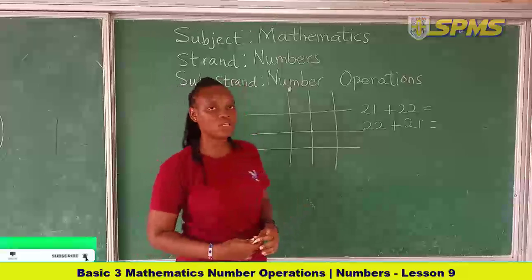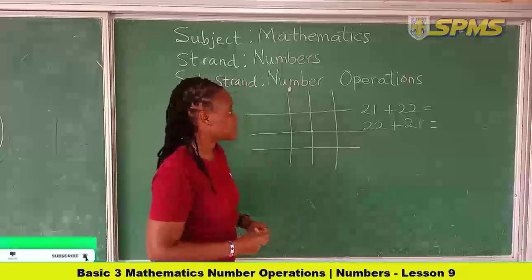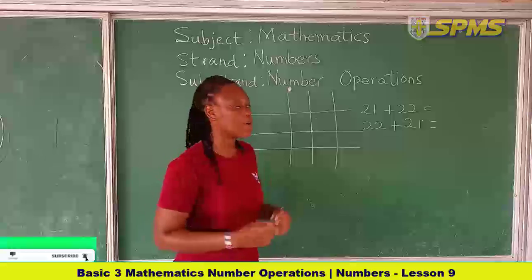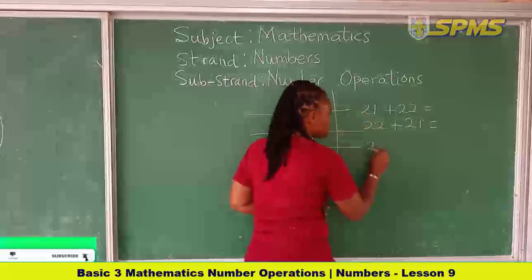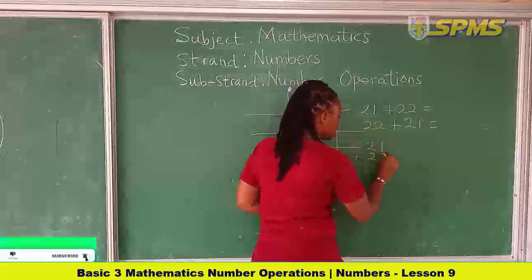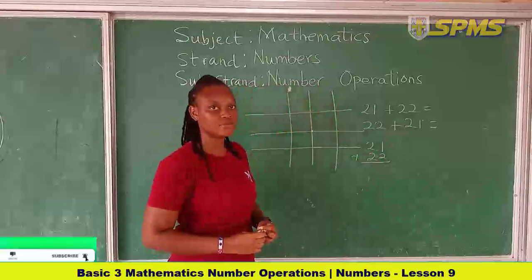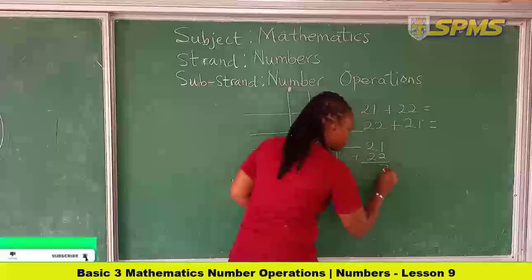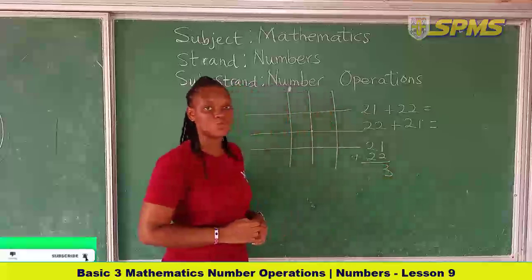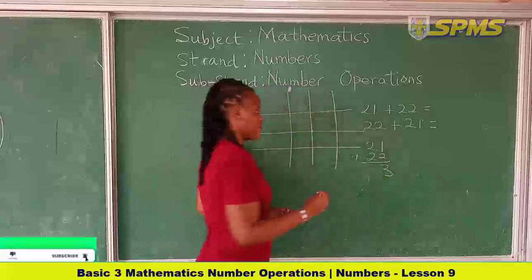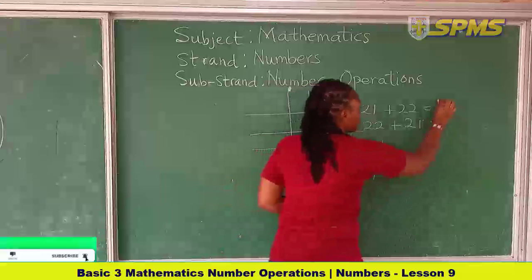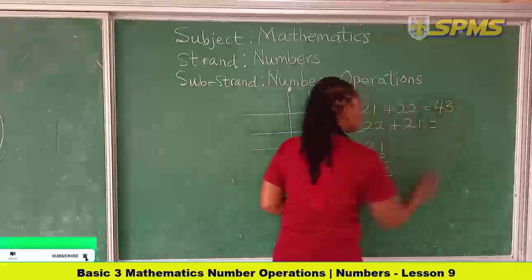Let us add both addition sentences and then check out our results. We have 21 plus 22. So 1 plus 2, what do we have? 3. Good. And then 2 plus 2, what do we have? 4. Very good. So this becomes 43.